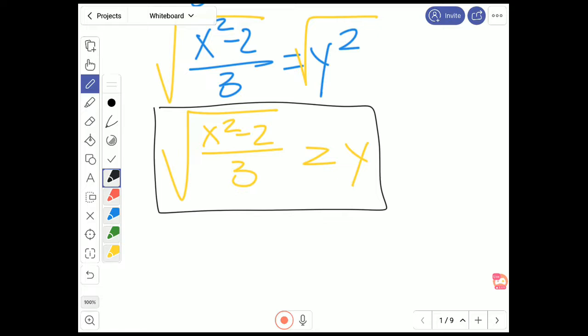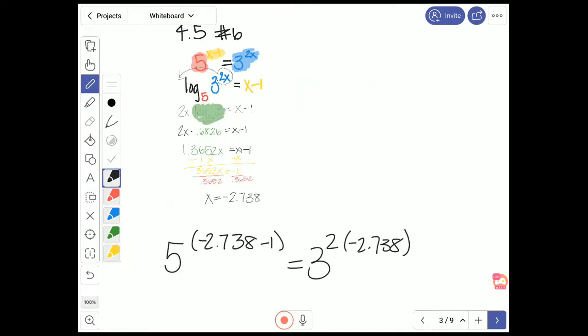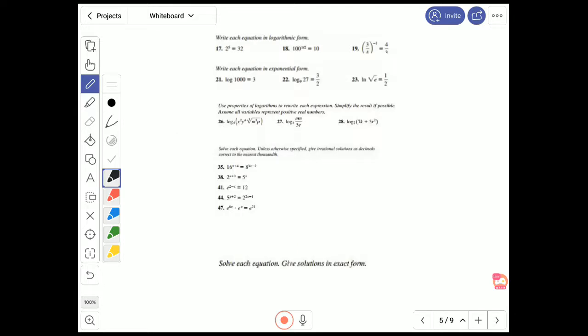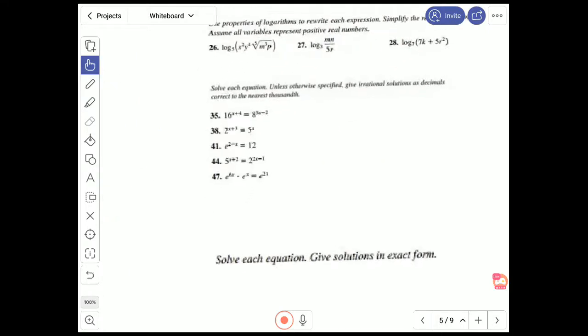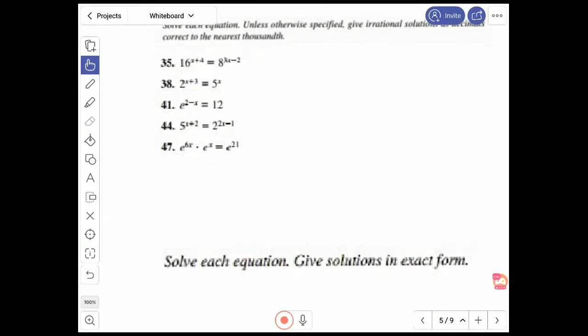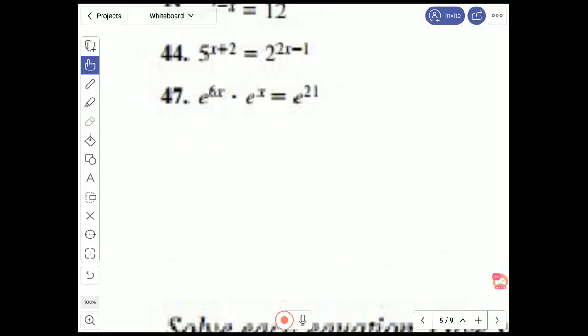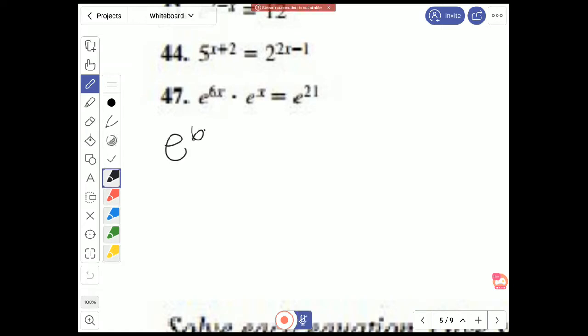Okay, another question from the review. Question number 47, we're supposed to solve each equation. So we have e to the 6x power minus e to the x equals e to the 21st. I'm going to rewrite that because it looks really blurry. It says e to the 6x times e to the x equals e to the 21st power.